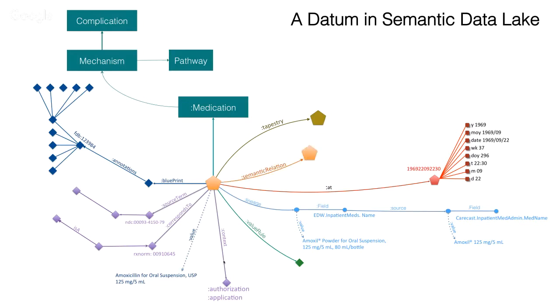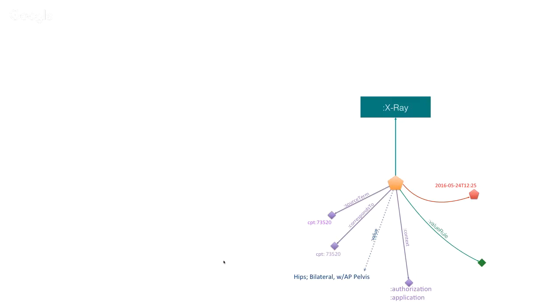And of course, every data point is linked to another. For example, in this case, this amoxicillin prescription is perhaps related to an encounter in which this medication was prescribed. So that was the anatomy of one data point. Let's see how multiple data points connect to each other and become the Semantic Data Lake.